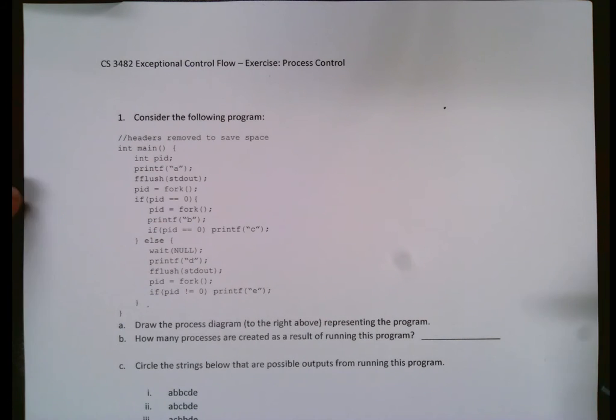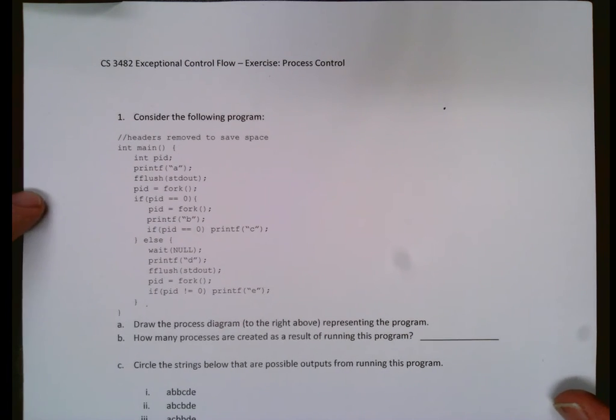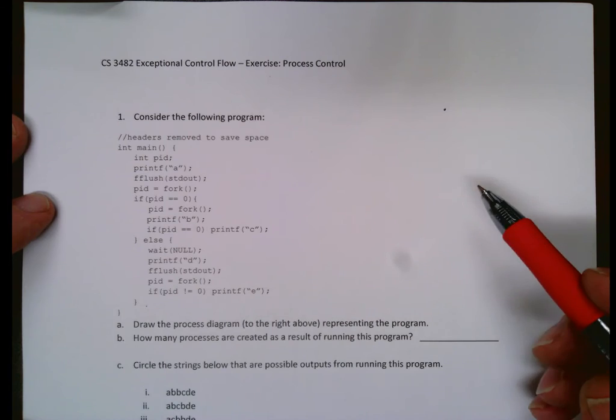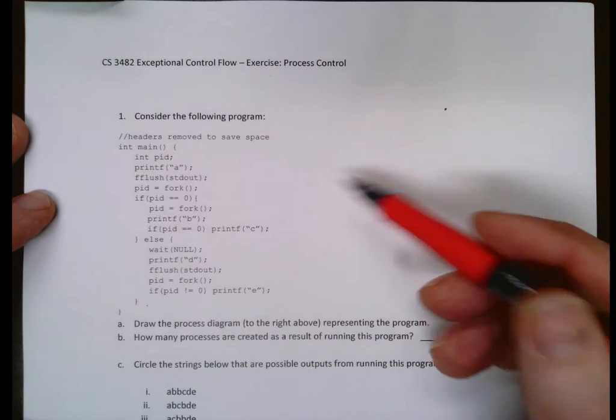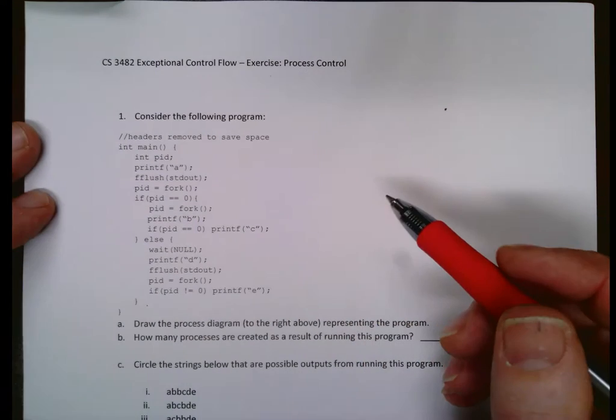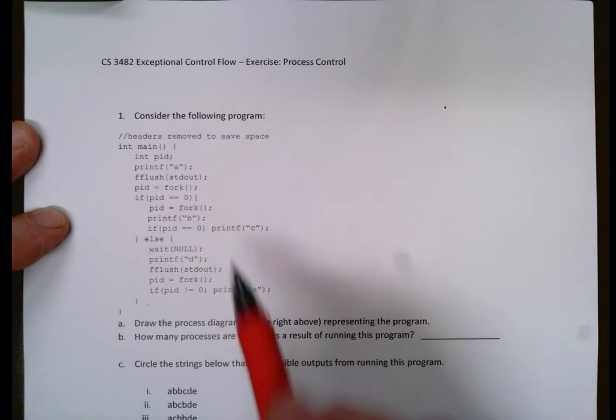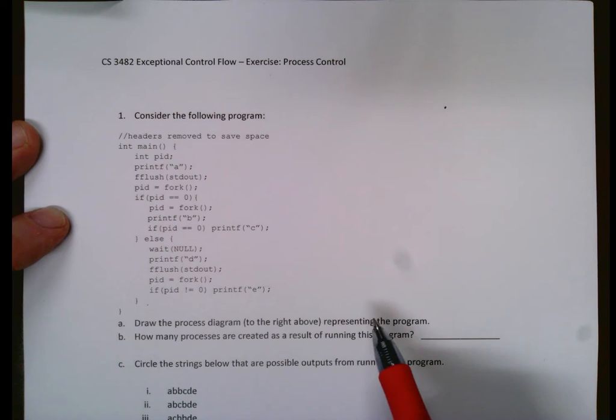Okay, this is a process control graph problem from the exceptional control flow exercise that we just posted earlier today, or actually last week. Anyway, here it is. We're looking at a program here that involves using the fork function that creates processes, and so the first question is: draw the process diagram to the right.